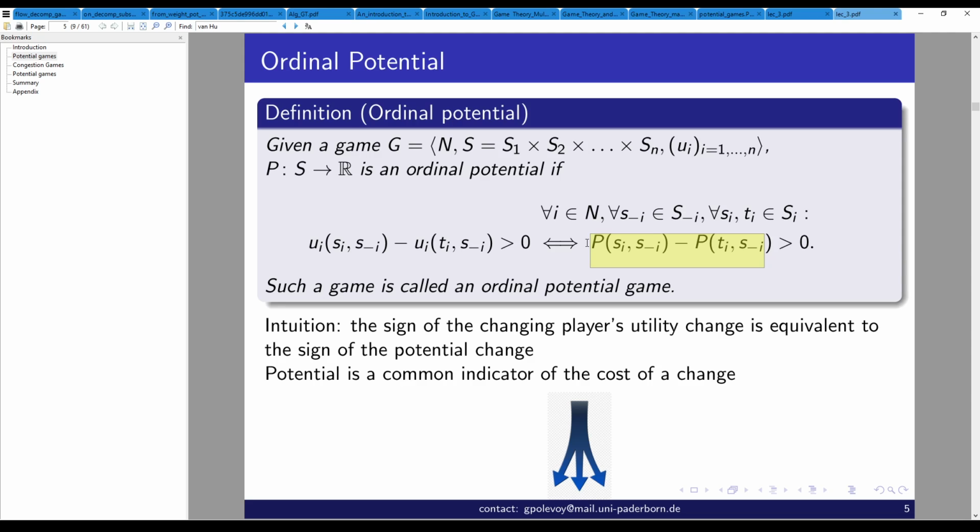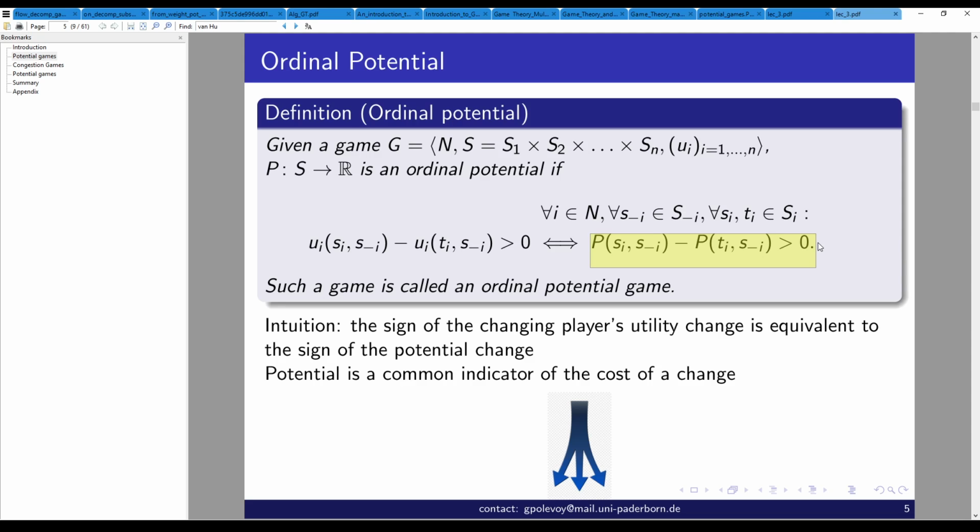the sign change of the potential function is exactly equivalent to the sign change in the utility, and that's about the order. So whether utility grows or not, that's why it's called ordinal potential. So the magnitude of the change can differ, but the sign is the same. So that's ordinal potential, but nothing is required for the magnitude of the change, ui in Si, s minus i minus ui in Ti, s minus i, and the magnitude of the change in potential. So if there is such an ordinal potential, the game is called an ordinal potential game.